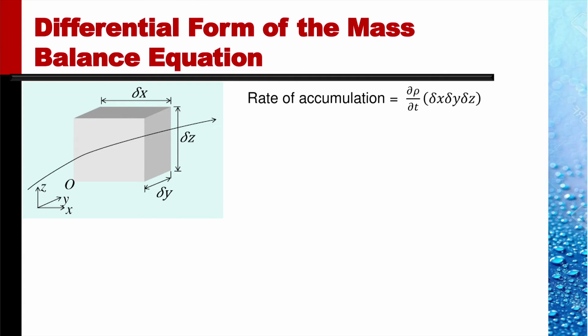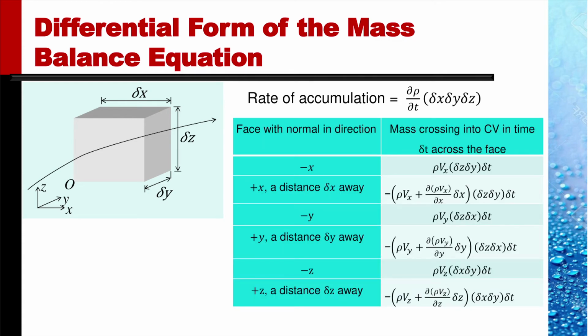per unit time. And this rate of accumulation should be equal to the net influx. Let's calculate the net influx. Let us consider the face with a normal in the minus x direction, which is the face there.